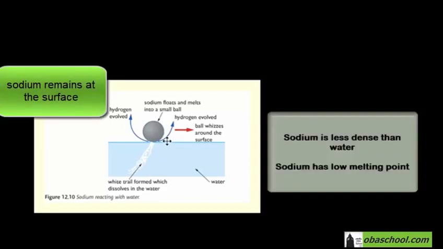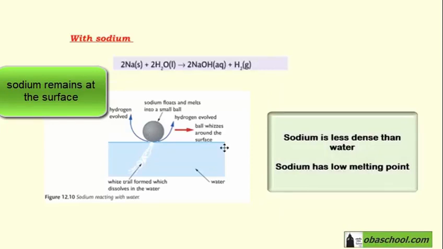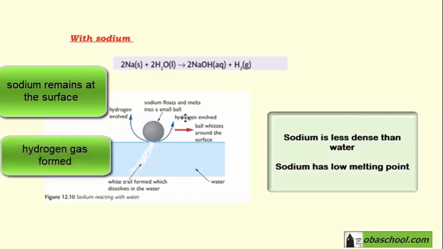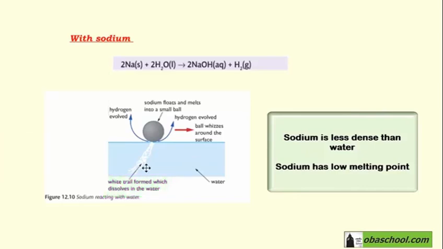Sodium remains at the surface of the water since it is lighter than the water, less dense than the water, and it melts quickly since it has a low melting point. The hydrogen gas starts to form and the ball will remain at the surface of the water, while this white trail, which is the sodium hydroxide produced from this reaction, will later dissolve in the water. Thus, the equation of this reaction is sodium plus water produces sodium hydroxide plus hydrogen gas.